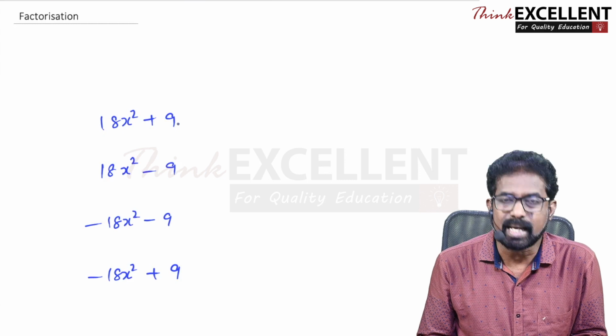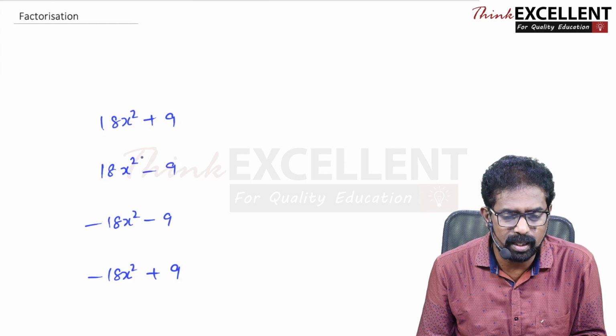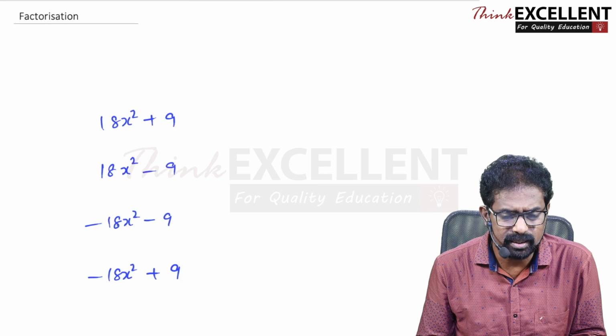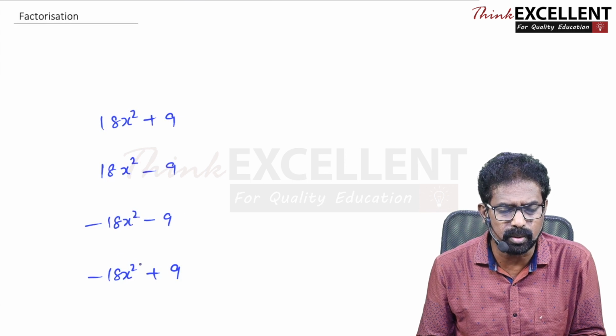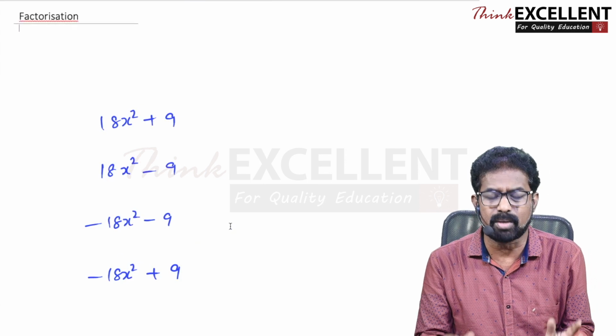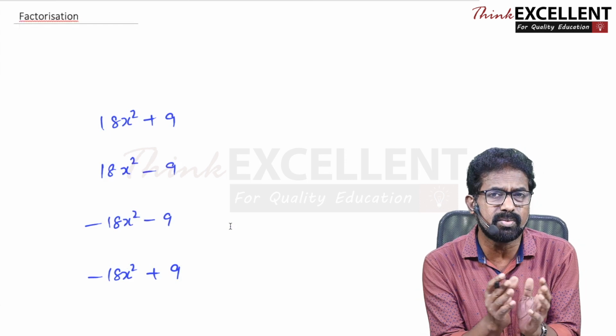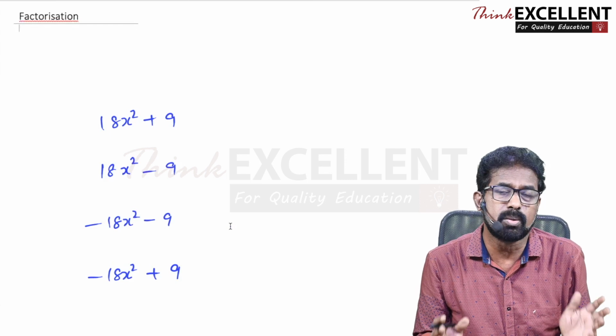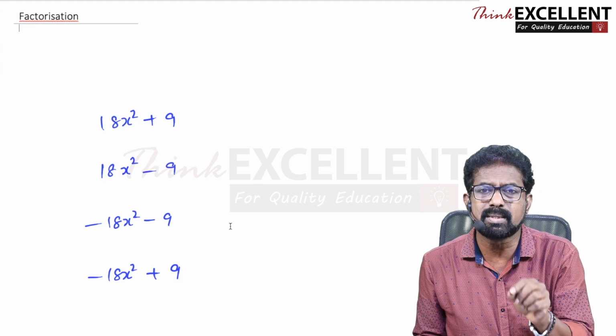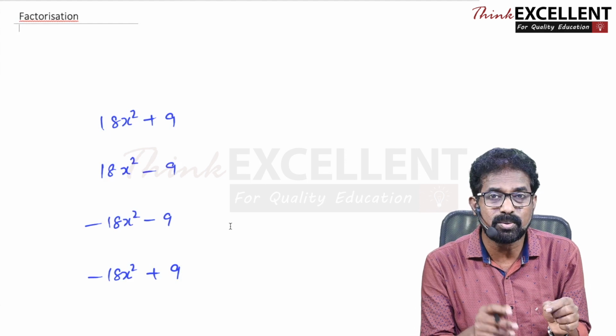18x square plus 9, 18x square minus 9, minus 18x square minus 9, minus 18x square plus 9. So all the possible 4 cases I have taken. Because sometimes if you make a mistake in the basics, the whole answer will be wrong. If you are doing an essay type question, it will come as one step. Normally students make mistakes in one area.